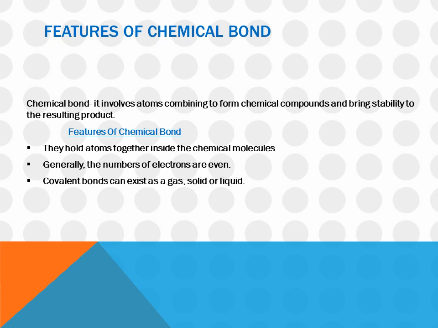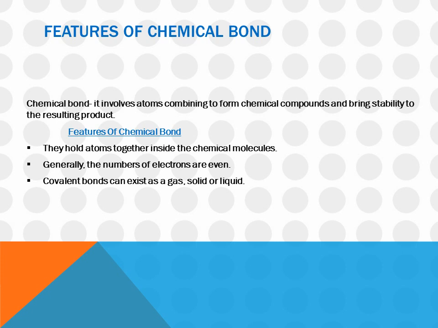Next, we are going to the features of chemical bond. We are going to start with the definition of chemical bond, which says that it involves atoms combining to form chemical compounds and bring stability to the resulting product. After knowing the meaning of chemical bonds, that's when you'll be able to identify their features. The main features that chemical bonds have are: number one, they hold atoms together inside the chemical molecules.